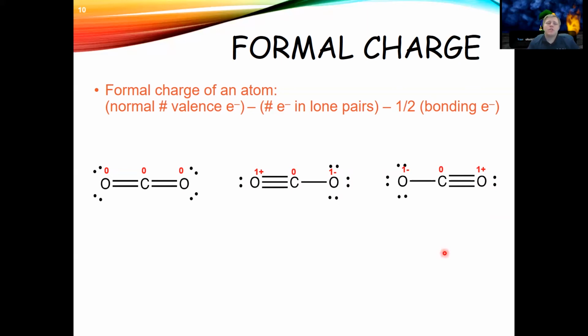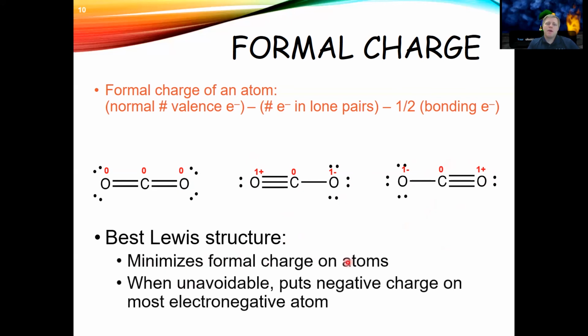Okay, the best Lewis structure of all of these is going to be the one that minimizes formal charge on all the atoms. So in this CO2 structure with 2 double bonds, everything has a charge of 0. So we're going to be much happier with this structure than we are with either of these other 2 structures, which means that this guy is going to be the most favorable.